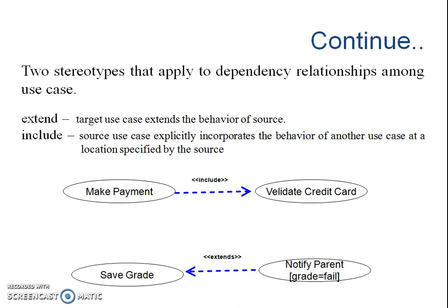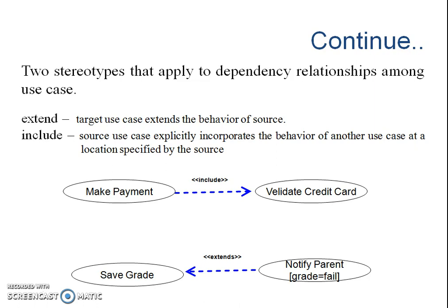We can use the dependency relationship among the use cases also. So there are two types of stereotypes used in the use cases. First is include, second is extend. Include is a stereotype used on the dependency relationship. Include is a stereotype that says that the source use case explicitly incorporates the behavior of another use case at a location specified by the source.